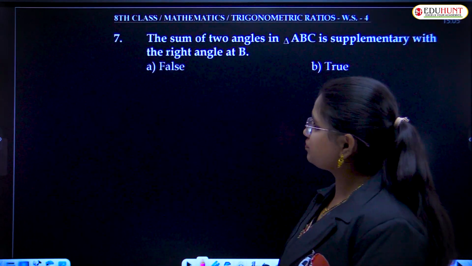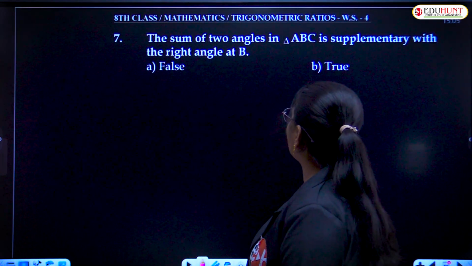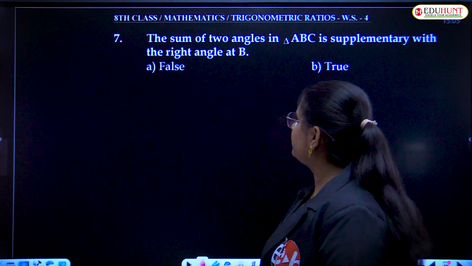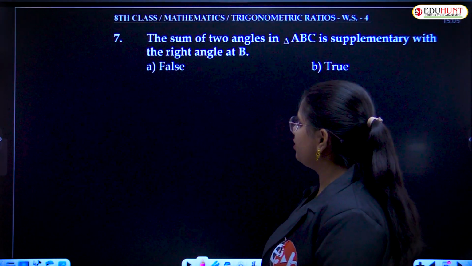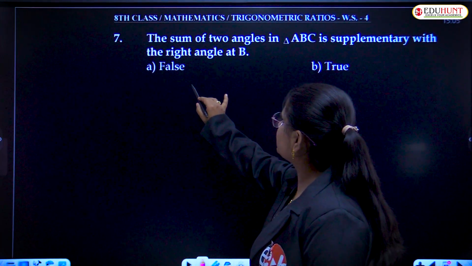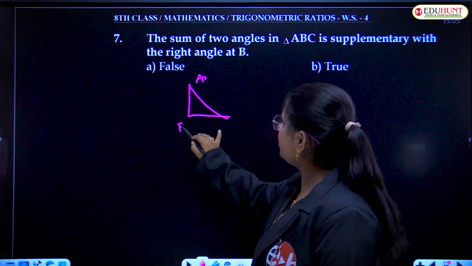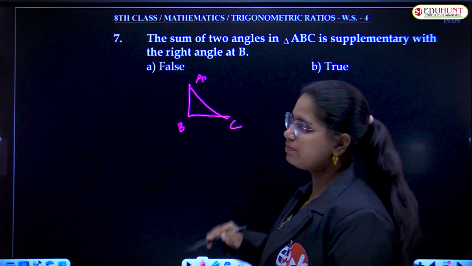Next question. The sum of two angles in triangle ABC is supplementary with a right angle at B. This time they have given a triangle ABC with a right angle at B.